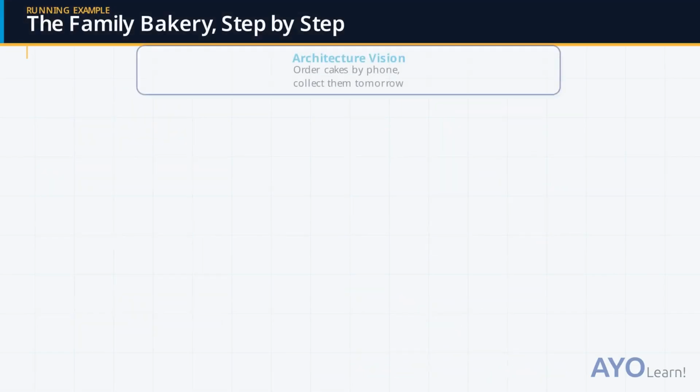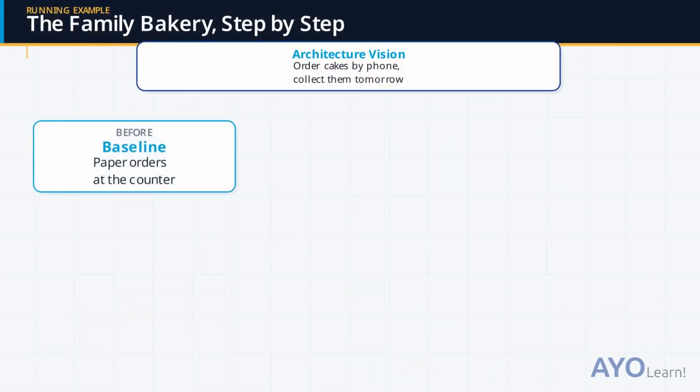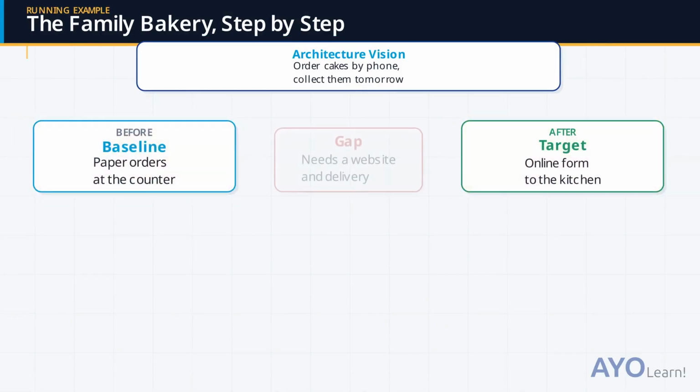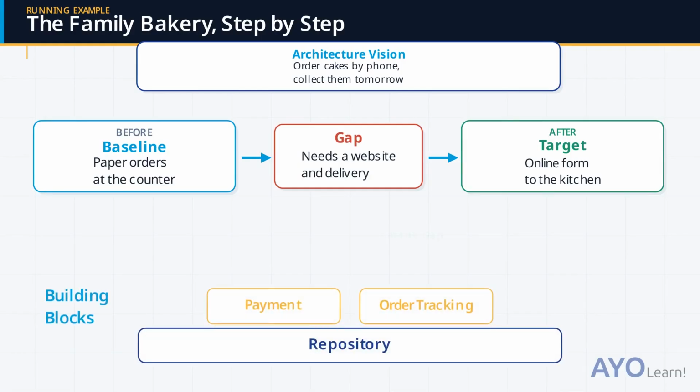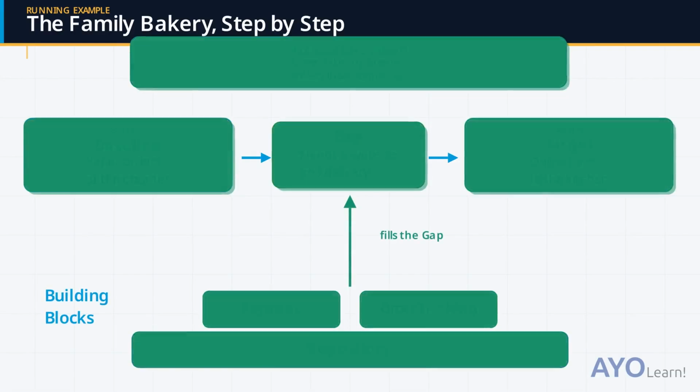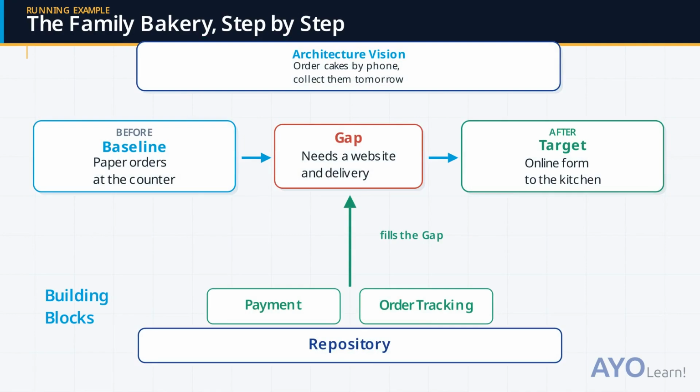Picture a family bakery. The vision: order cakes by phone, collect tomorrow. Baseline is today's paper orders at the counter. Target is an online form to the kitchen. The gap needs a website and delivery. Payment and tracking blocks come off the repository shelf.